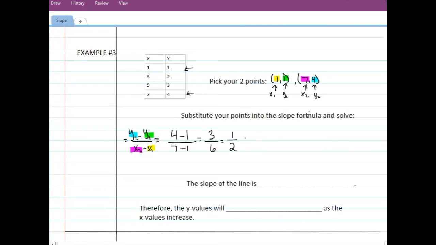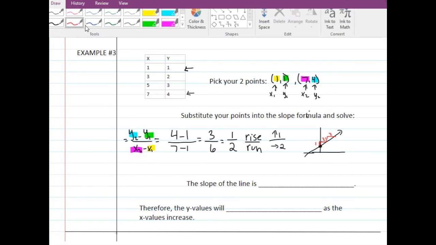You're just saying that it's the rise over run. So the rise here is going to be up 1 and over 2. So in our graph, we have our y-intercept, and our rise is going to be 1, and the run is going to be 2. The rise is going to be 1, and the run is going to be 2. And that's how the line gets formed.